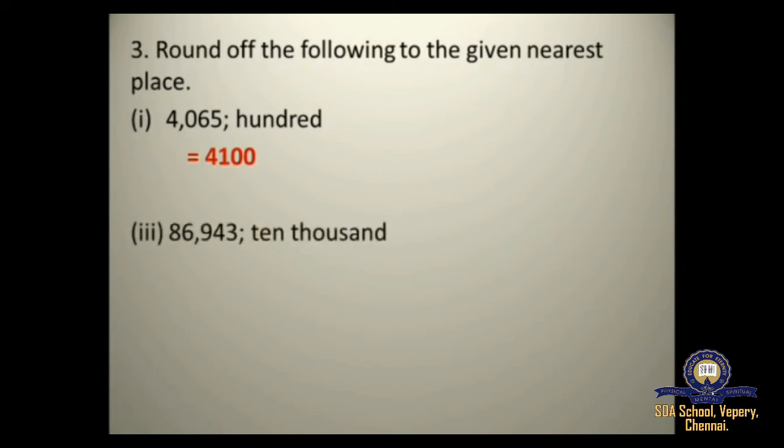86,943 and you're going to round off to the nearest 10,000s place. So what is the 10,000s digit over here? 8, right? Now see the number to the right of 8, it is 6. So it is greater than 5, right? Now we are going to add 1 to the 10,000s place. So you will be getting 90,000. Okay, we'll move to the fifth sum.